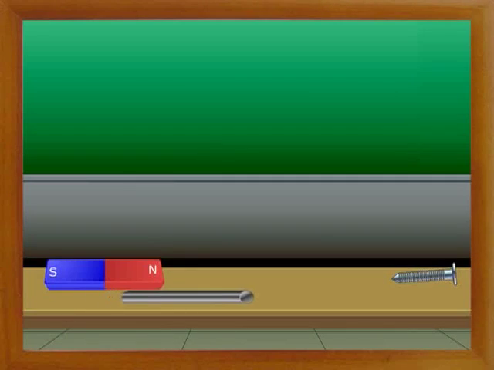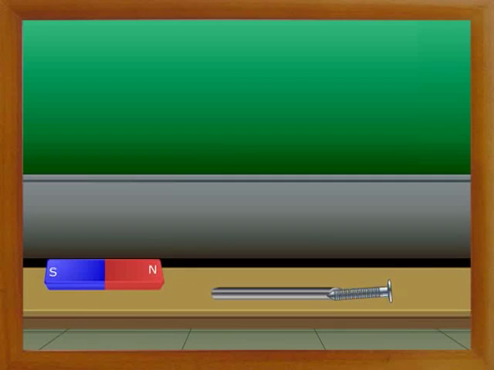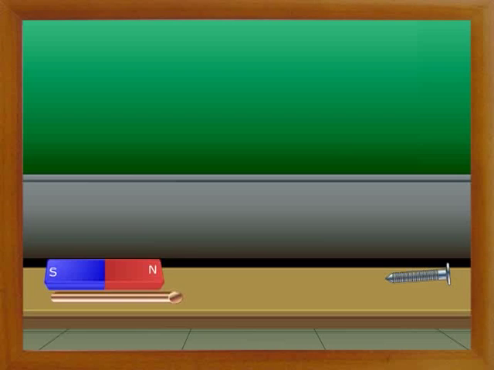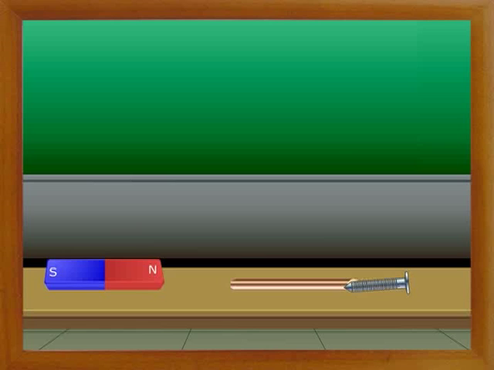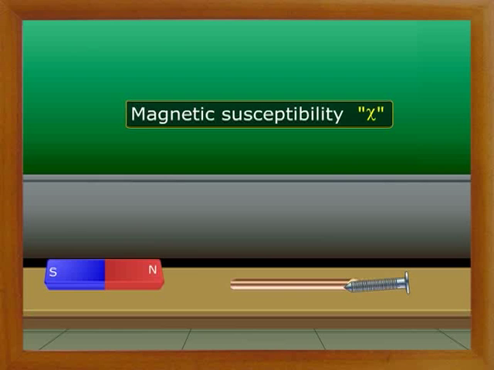The ease with which certain substances allow themselves to be magnetized is called magnetic susceptibility. When two different substances are placed in the same magnetic field, the amount of magnetization produced in them need not be the same. The difference is due to different values for the property, that is, magnetic susceptibility.